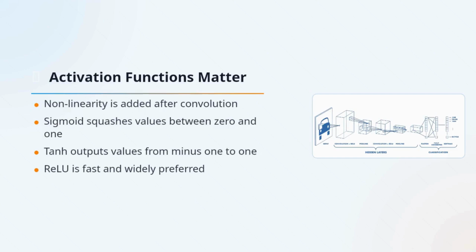Sigmoid and Tanh were popular earlier, but both can saturate and slow learning. ReLU, which simply keeps positive values and clips negatives to zero, became very popular because it trains faster and works reliably in many cases. With a proper learning rate, ReLU is usually the practical choice, so that covers the key working parts of a CNN layer stack.